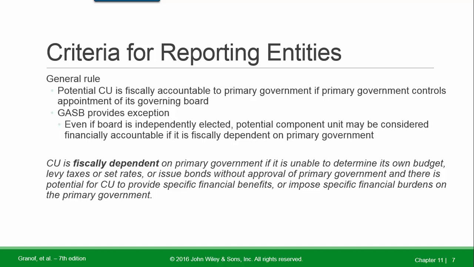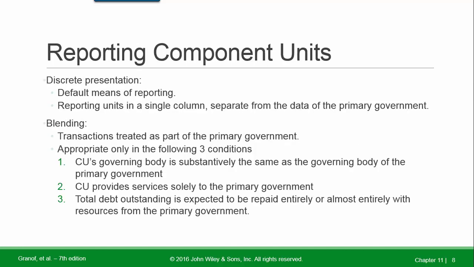The component unit is fiscally dependent on the primary government if it is unable to determine its own budget, levy taxes or set rates, or issue bonds without approval of the primary government, and there is potential for the component unit to provide such specific financial benefits or impose specific financial burdens on the primary government. So again, we're looking at this interaction. Should these be put together in the CAFR, because exclusion of the component units would be misleading.